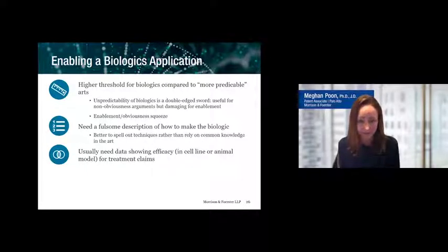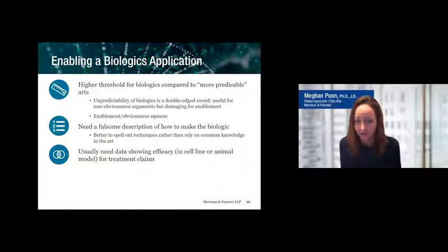I highly recommend a fulsome description of how to make the biologic. I can tell horror stories about applications that were filed when the person who drafted the application thought, I don't need to describe how to make X because everybody knows how to purify a protein. Sometimes examiners or courts don't agree with that, so it's always better to spell out the techniques that you use rather than having to say later after the fact, oh, this is common knowledge in the art, because you just don't know how a court or a patent examiner is going to look at your specification.